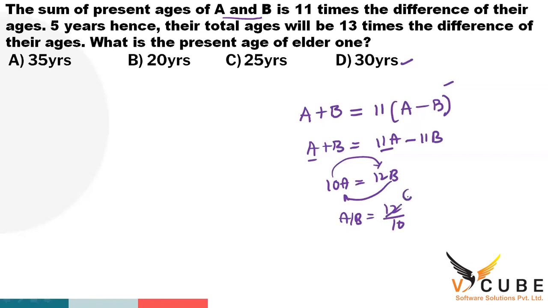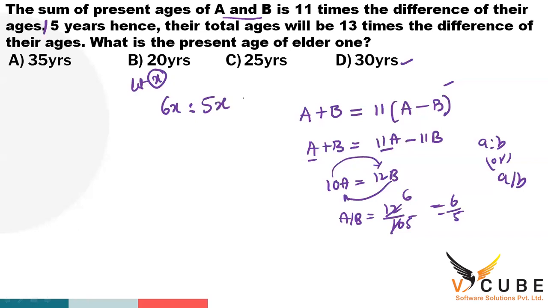Let me calculate. 2 6s and 2 5s. Okay, so 6 by 5. Already you know A is to B or A by B is same, right? So same like this, 6 is to 5, guys. Here 6 is to 5. Okay, so their ages we don't know. Let it be x, guys. Then 6x is to 5x.